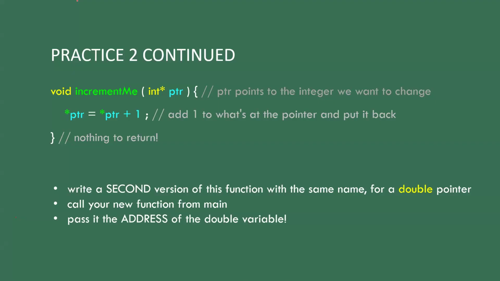And once again, if I want to increment a pointer to a double, I'm going to have to write a special version of that same dang function. It could be called incrementMe, but it has to have a different argument set, okay?